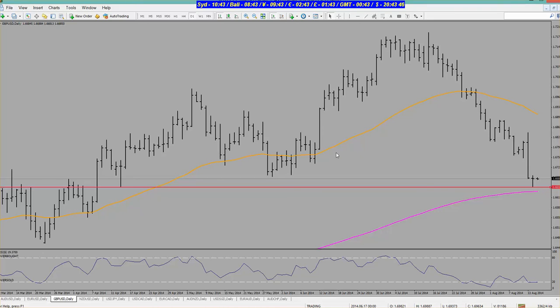Can you comment on Carney's speech? I watched it on Bloomberg, and my take was all good, and I was surprised to see the pound drop. I didn't watch his speech.